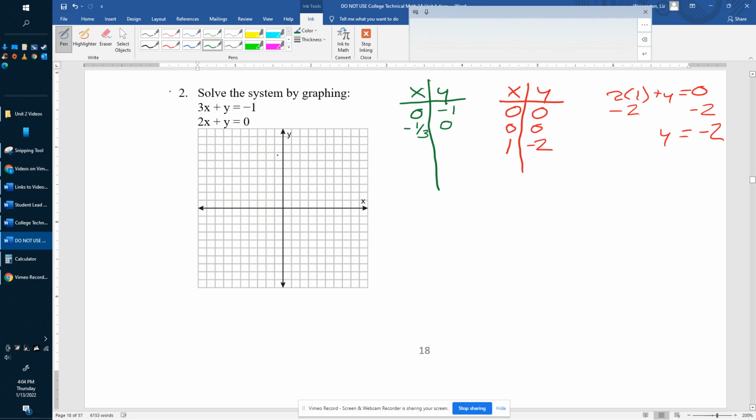So let's try to graph this. So we have x is 0, y is negative 1. X is negative 1/3, y is 0. It's going to be kind of a cruddy line. I'm thinking we should probably try putting something else in here. Negative 1/3 is not very conducive to a good graph. So let's put something else in there.